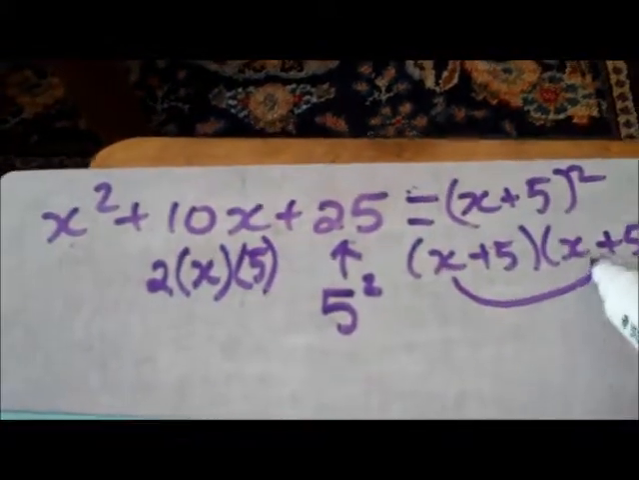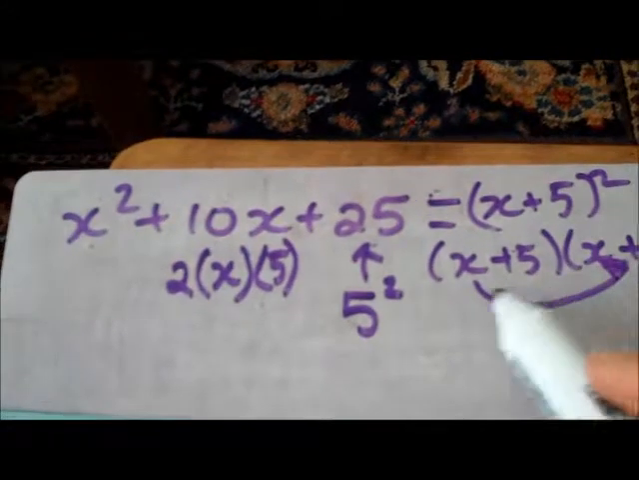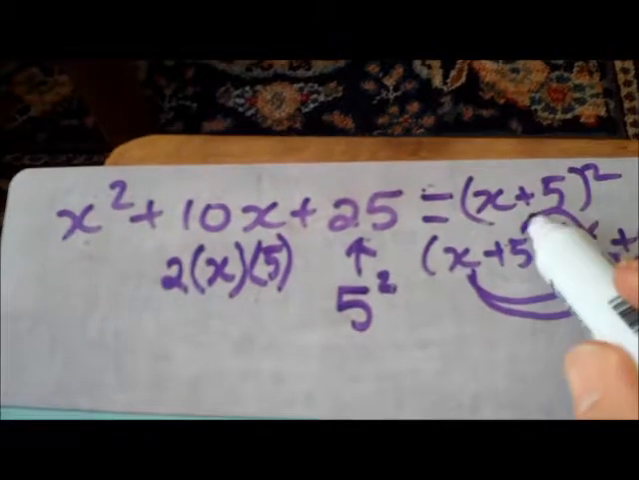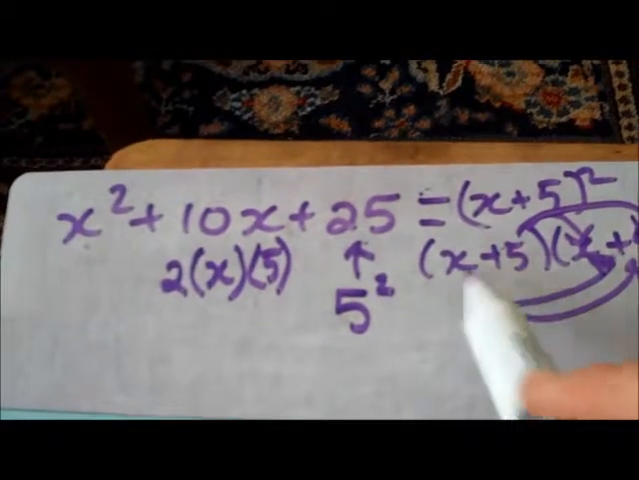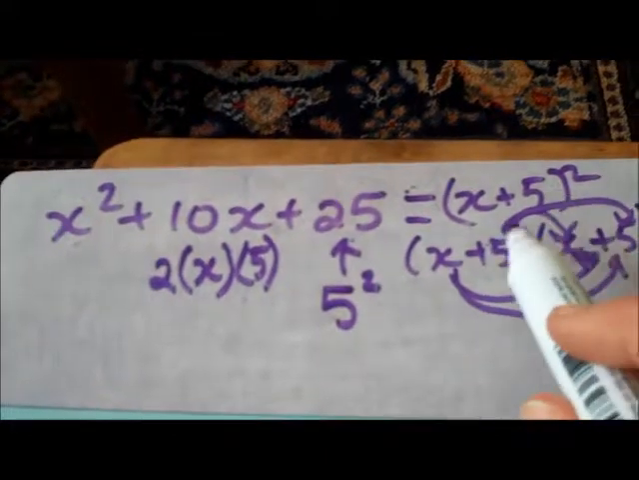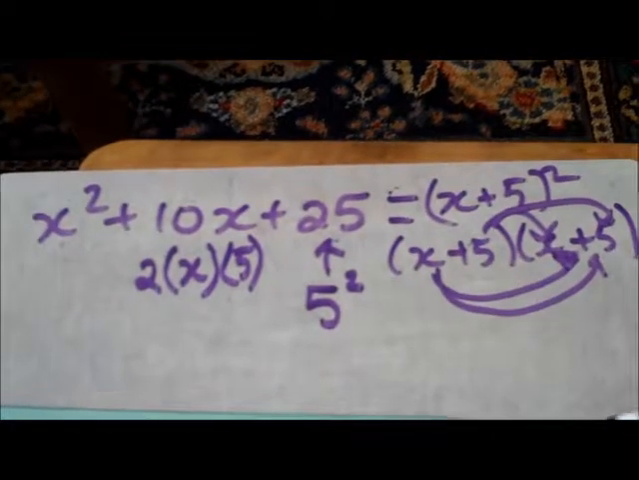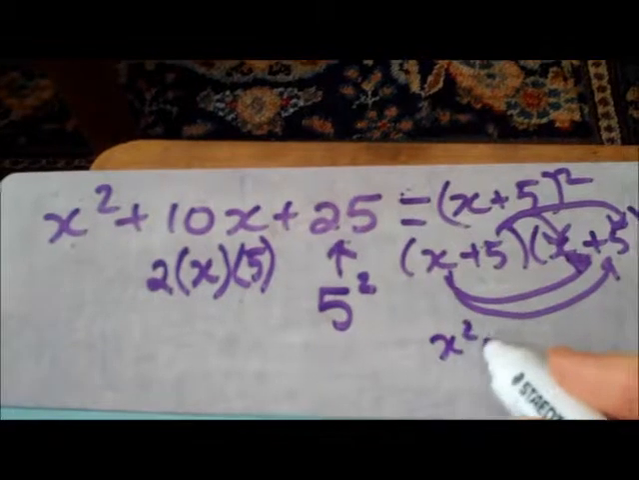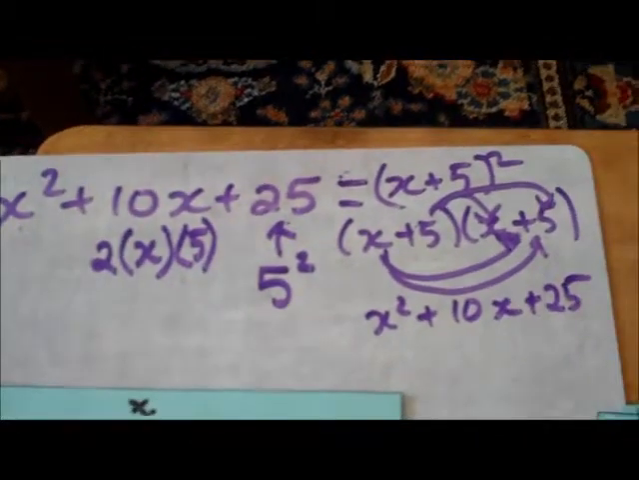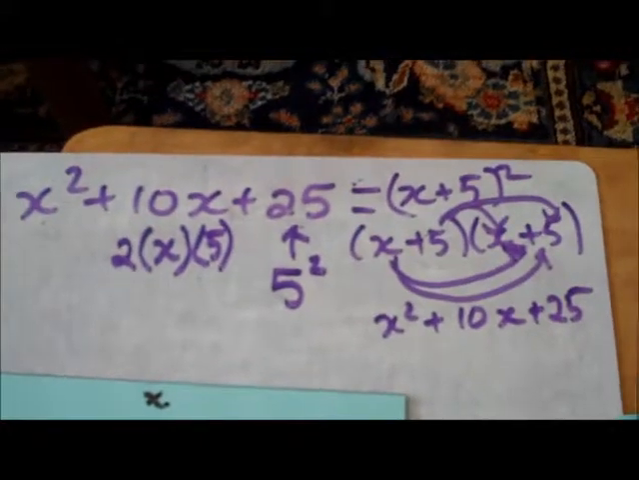There's x squared, there's 5x, there's another 5x, and there's the 25. So I've got x squared plus 5x plus 5x, which is 10x, plus 25. So it doesn't matter which way you go, it's always the same.